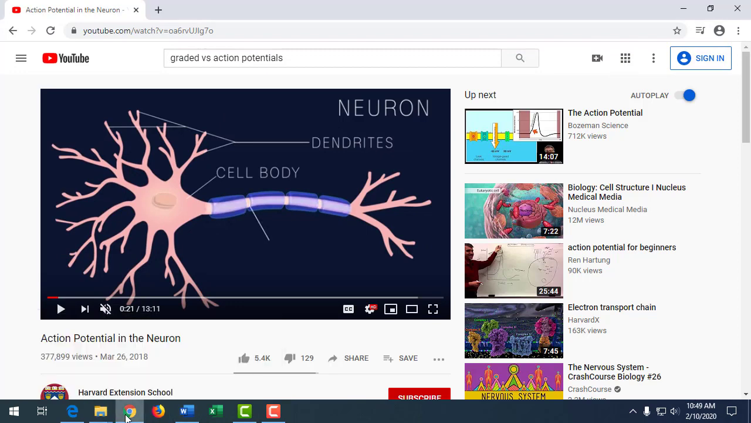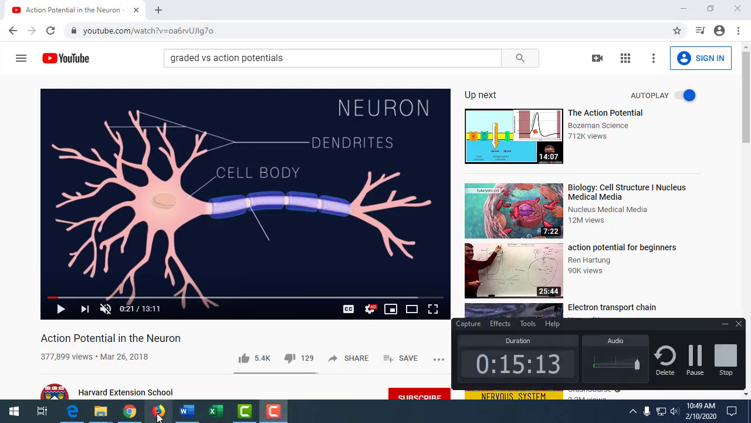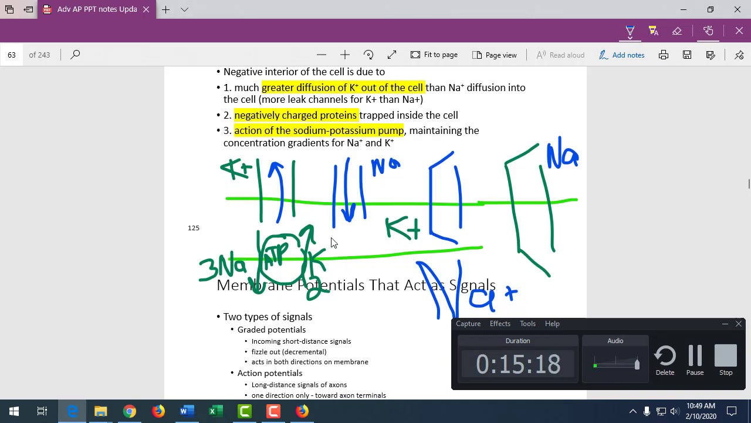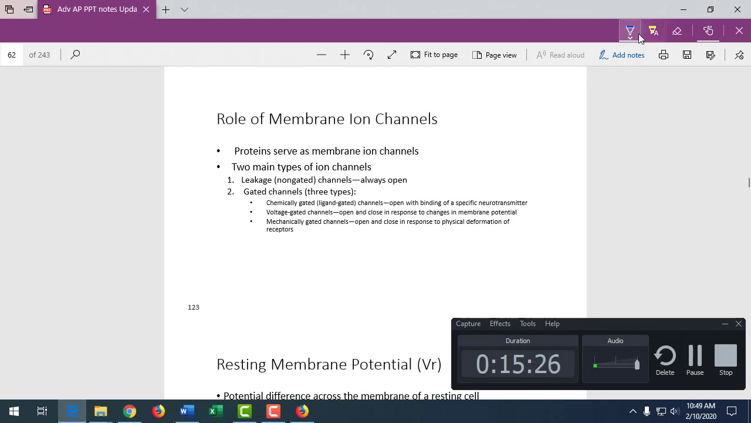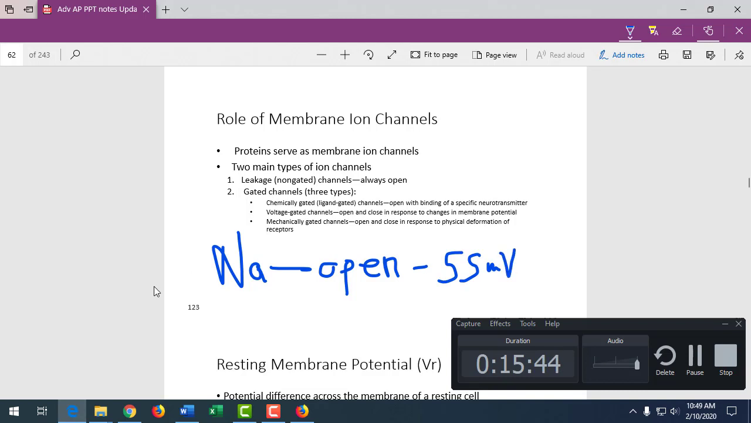So if you go back to our notes here, all the different types of channels we have, voltage-gated, so we can just write that. Voltage-gated sodium channels, they open at negative 55 millivolts. It's really hard to write with this mouse. And potassium channels, they open at the top of our action potential graph, at plus, remember what the number is? Plus 30 millivolts. Thanks for trying. So plus 30. So that's when those open.